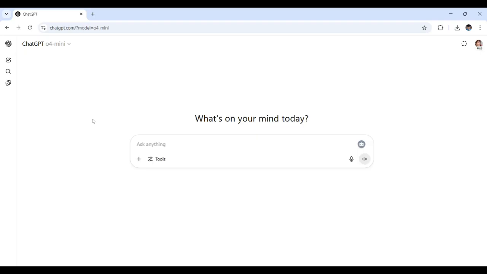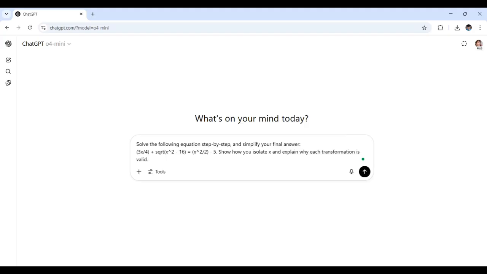Let's see it in action right about now. So why don't we throw in a real challenge? We'll start with a high-level algebraic expression involving fractions, square roots, and exponents. Something you'd expect to see on a university exam. Here's my prompt: solve the following equation step by step and simplify your final answer. Then show how you isolate x and explain why each transformation is valid. And here it is, a very complicated equation.